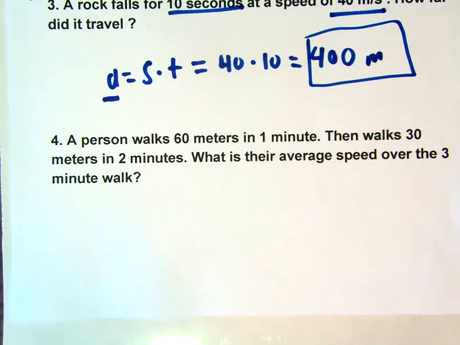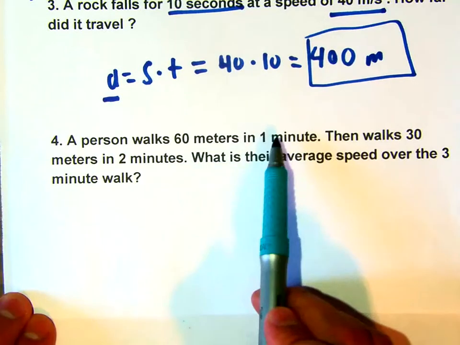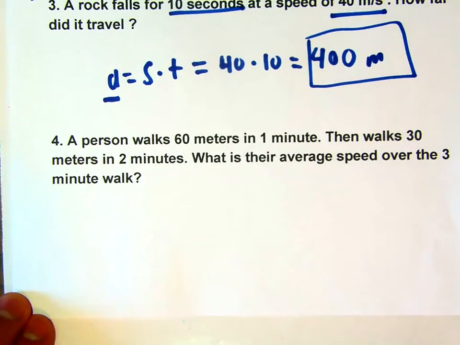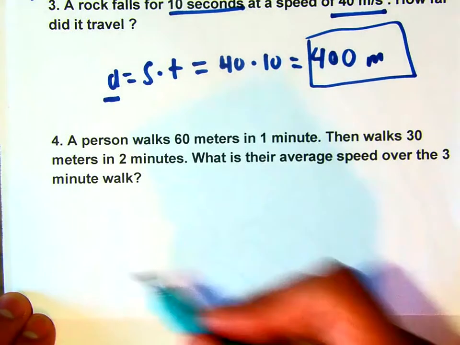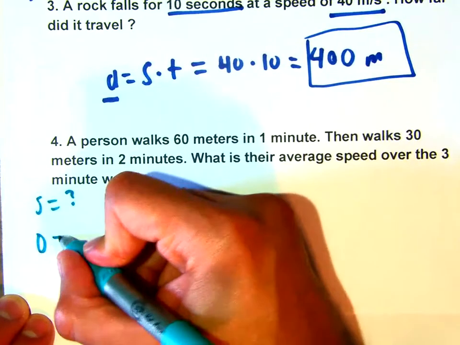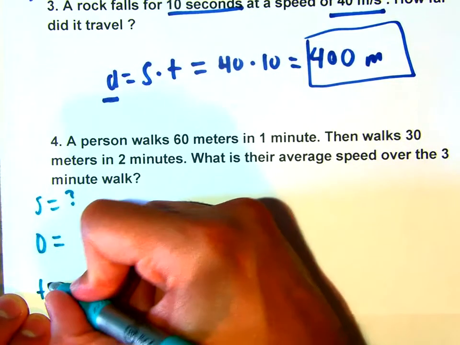Okay, so this problem is a little bit more complicated. It says, a person walks 60 meters in 1 minute, then walks 30 meters in 2 minutes. What is their average speed over the 3-minute walk? So I'm looking for speed, right? Because it said, what is their average speed? I don't know. I need to figure out their distance and the time.